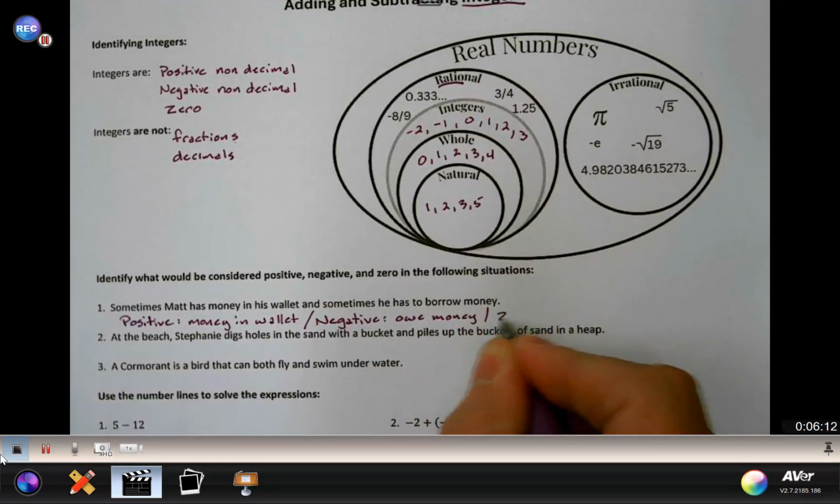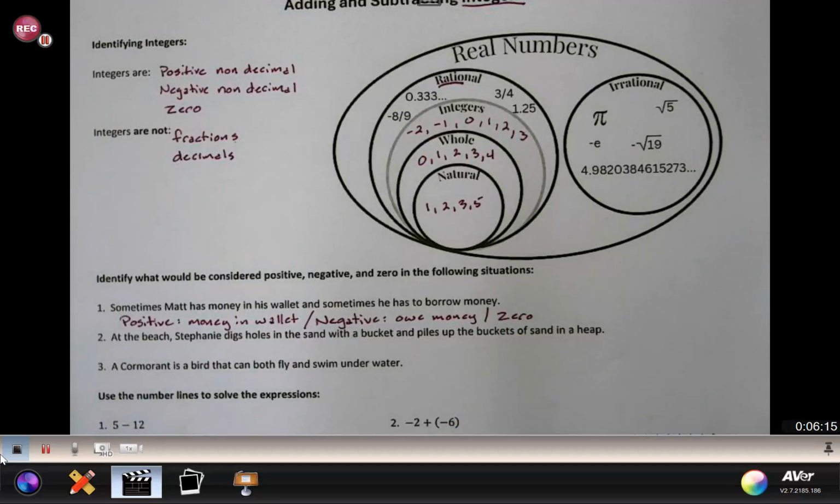And I would probably say that 0 means I'm broke. I have no money.